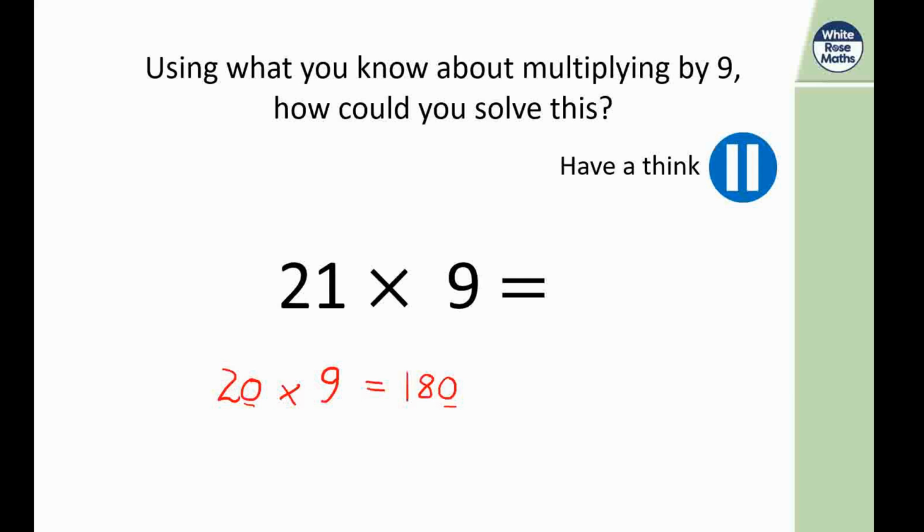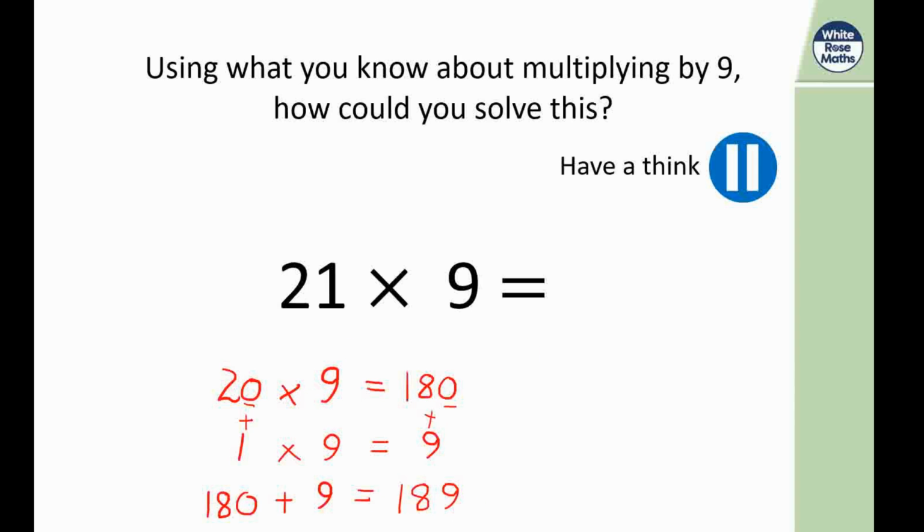Where do we go from there? What do we need to do now? We've done 20 times 9, which is 180. 1 times 9, first of all, is 9, and then what do we need to do? 180 plus 9. Because look here, we've taken the 1 away, so we should add it, shouldn't we? To get our answer.